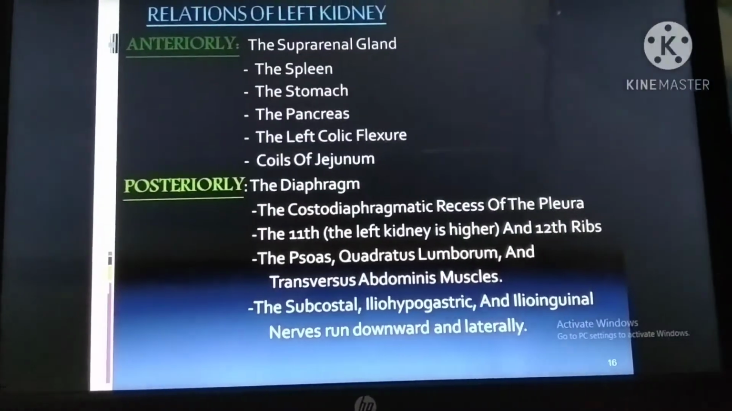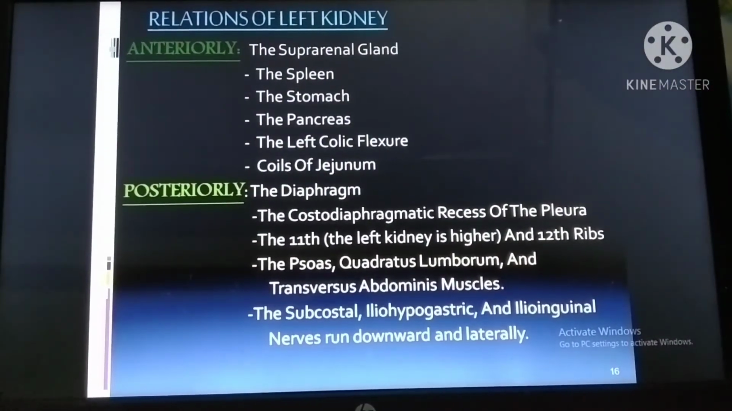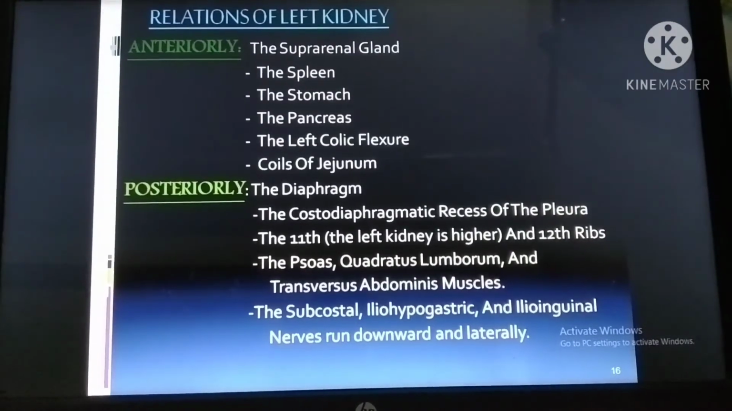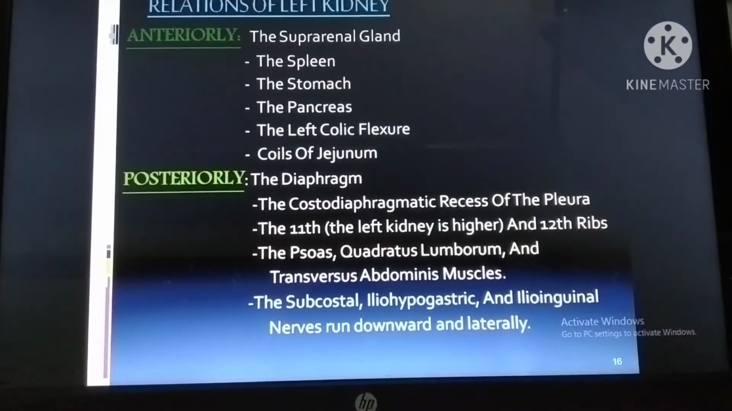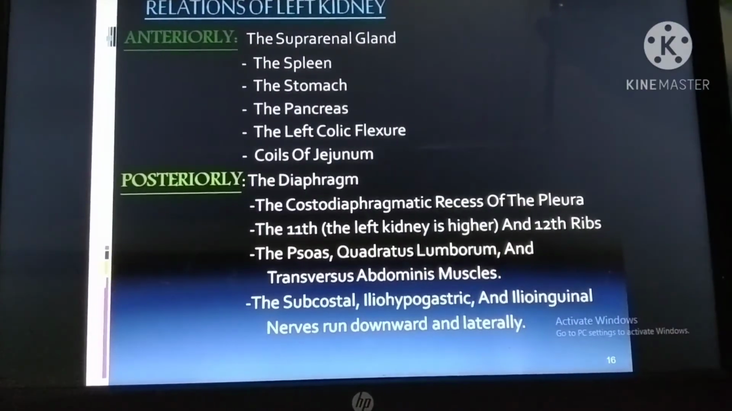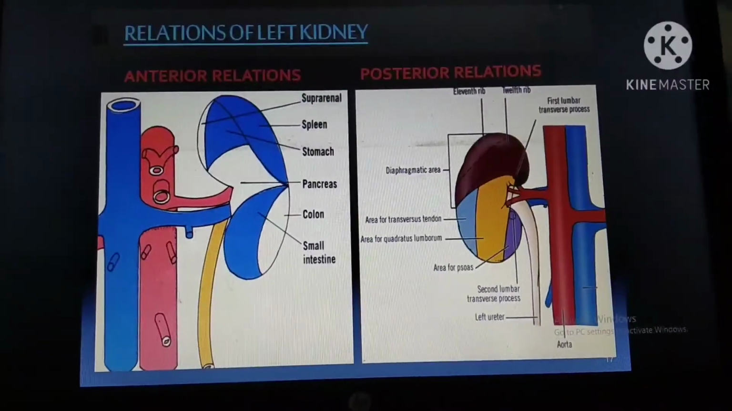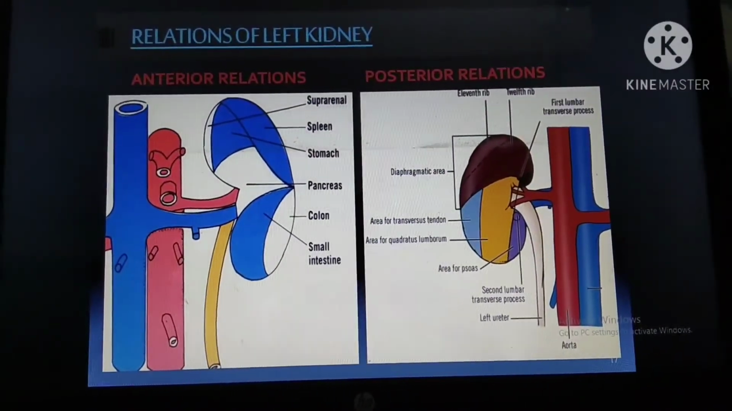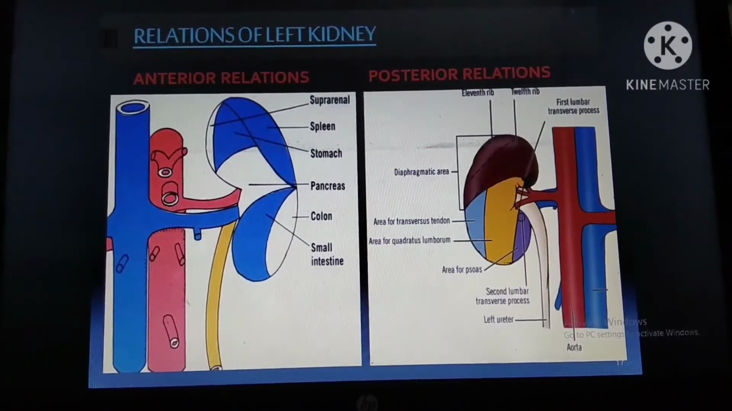And this is the relation of the left kidney: the suprarenal gland, spleen, stomach, pancreas, coils of jejunum, and posteriorly diaphragm, psoas major, minor, quadratus lumborum, transverse abdominis. Here we show the diagram: anterior relation, suprarenal, spleen, stomach, pancreas, and posterior relation.